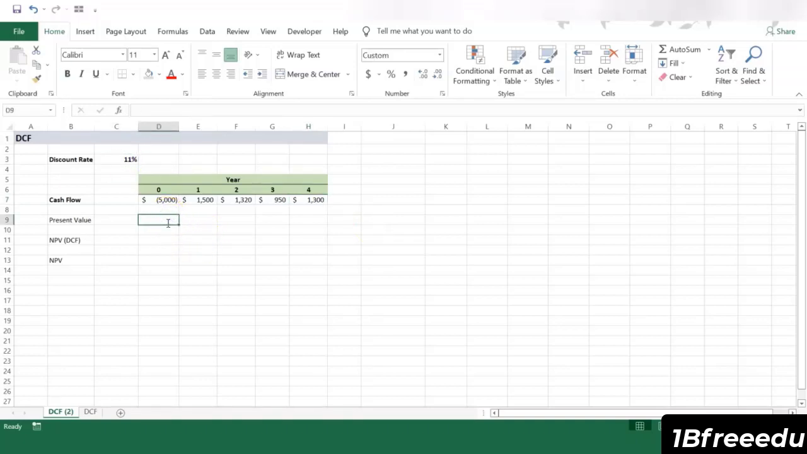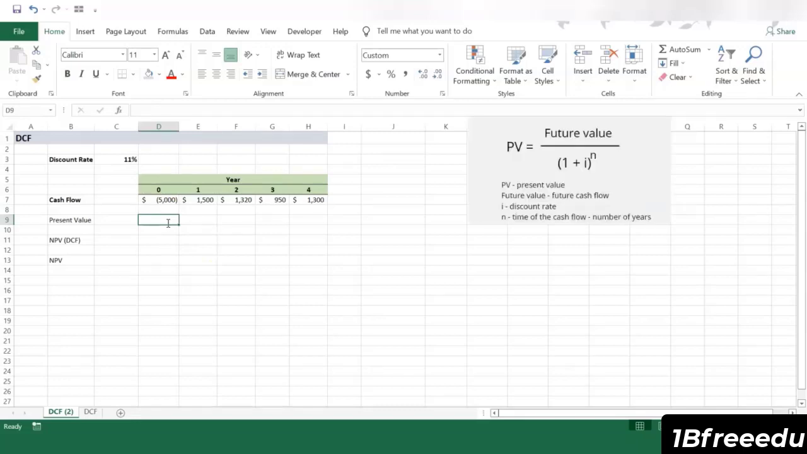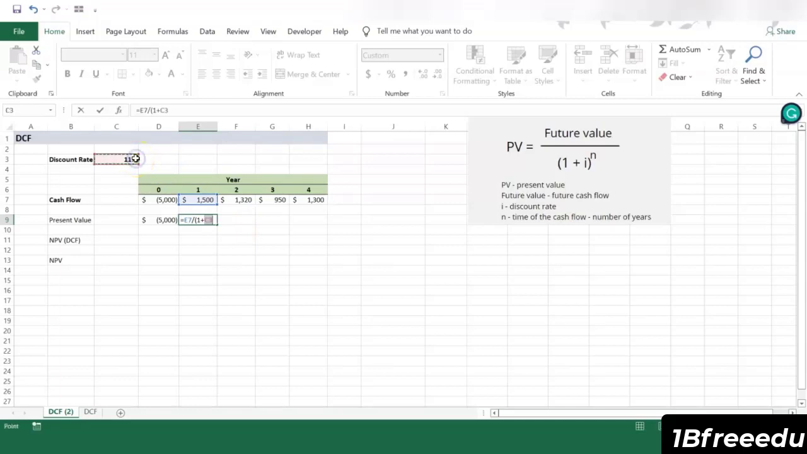Now we're going to discount these cash flows in the following way. The present value of the initial investment is the same, so we do not have to discount that amount. Our first future cash flow in year 1, we will discount in the following way. It will be the cash flow in year 1 divided by 1 plus the discount rate, to the power of the number of years. And this will be year 1.